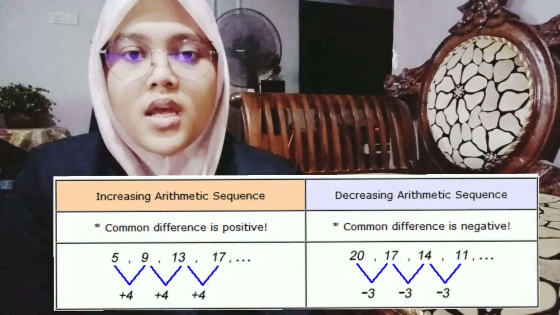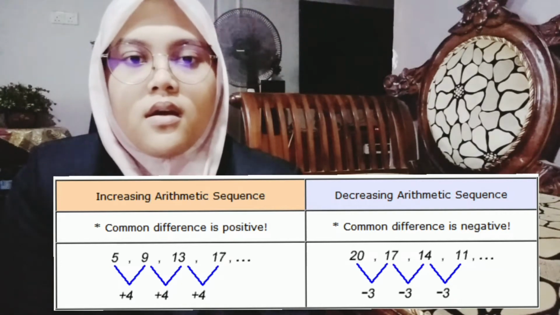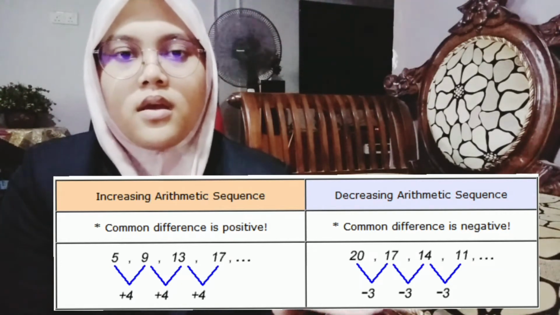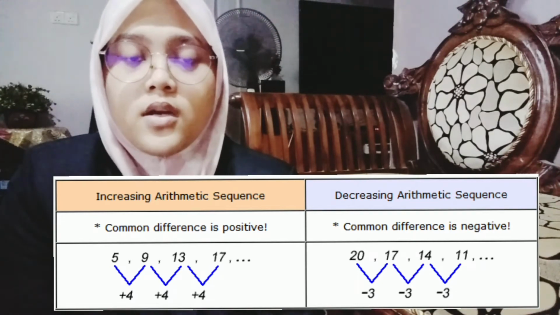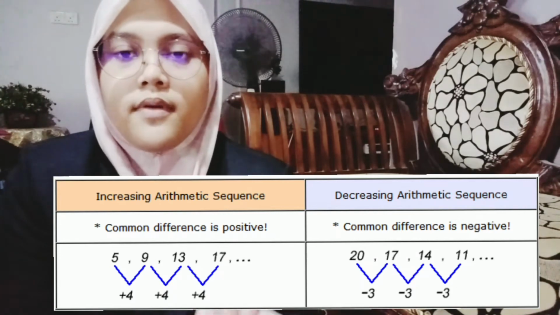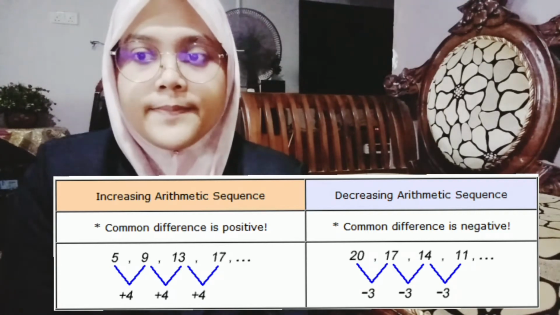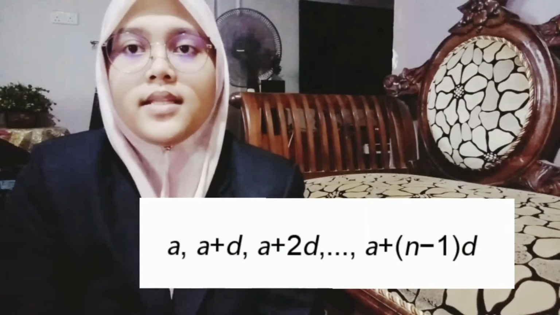As we can see in the picture, the common difference can be positive and also negative. As you can see in the positive, a is 5 and the common difference is 4. And in the negative, a is 20 and the common difference is negative d. We can see that the first term is a and the second term is a plus d, where d is the common difference for the sequence, which can be obtained by subtracting any term from the term which immediately follows it.